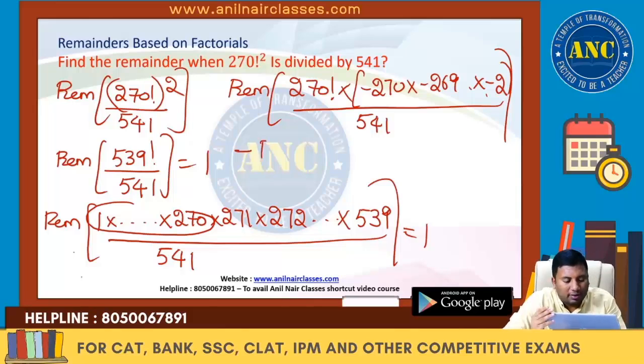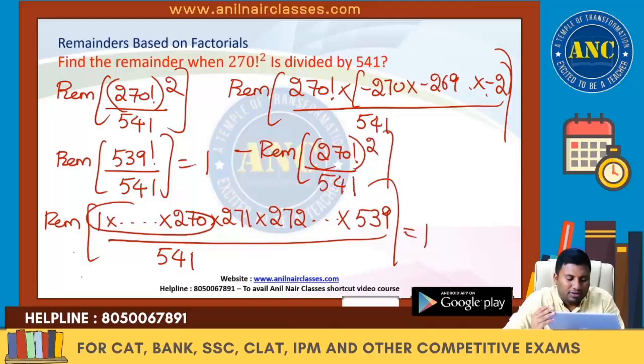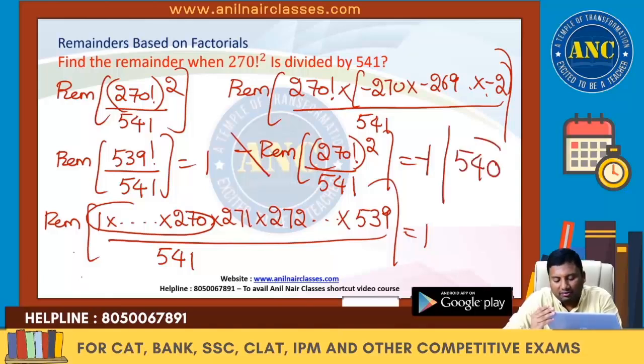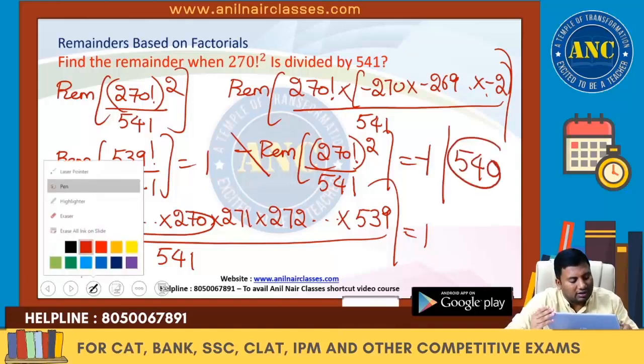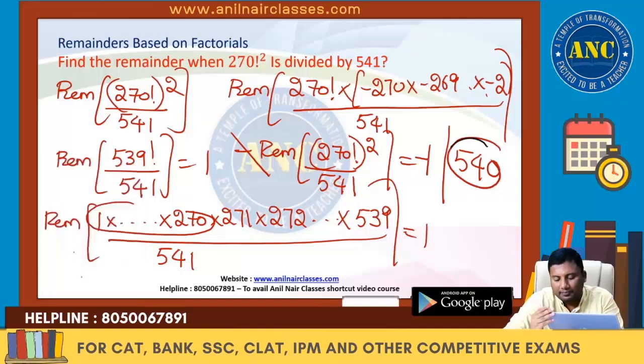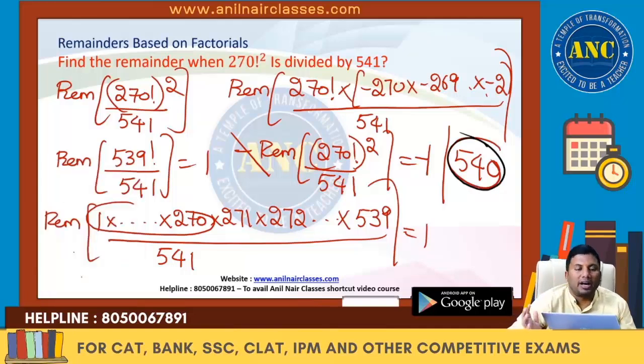So the outside minus will be there. Minus of 270 factorial whole square by 541, which is nothing but 1. Multiply with negative on both the sides. Answer for this question is 540. I hope the idea is clear.